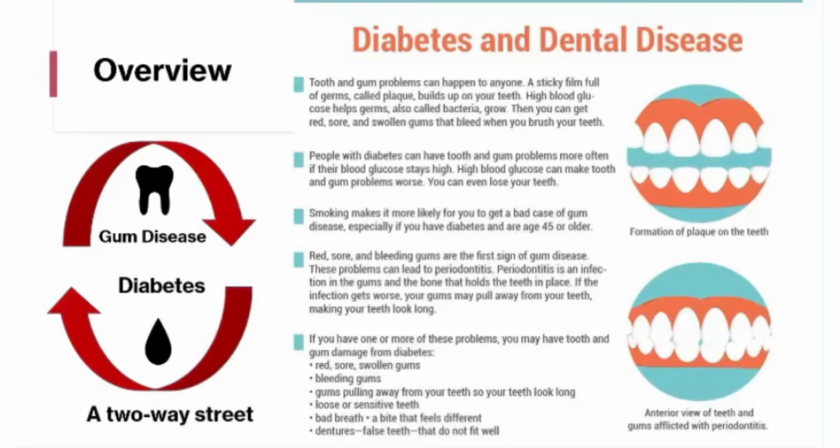If you are experiencing red, sore, or swollen gums that are bleeding or pulling away from your tooth, bad breath, or loose or sensitive teeth, then you may have tooth and gum damage from diabetes. It is important that you visit with a dental hygienist and dentist to properly prevent, treat, or control the development of dental disease.